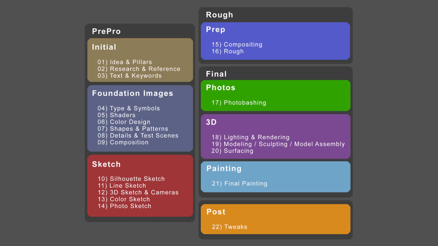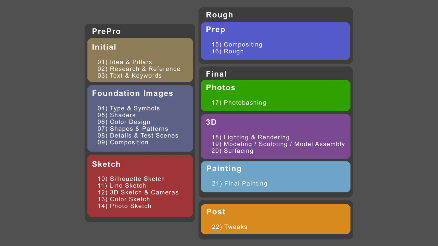So here's a chart of these stages. So the first section is pre-pro, and that involves an initial section, which is ideas and pillars, then research and reference, and then text and keywords. Then there's a foundation images category, which is type and symbols, shaders, color design, shapes and patterns, details and test scenes, and composition. Then there's a sketch category, which is silhouette sketches, line sketches, 3D sketches and cameras, color sketches, and photo sketches.